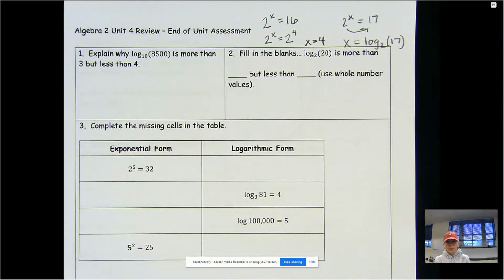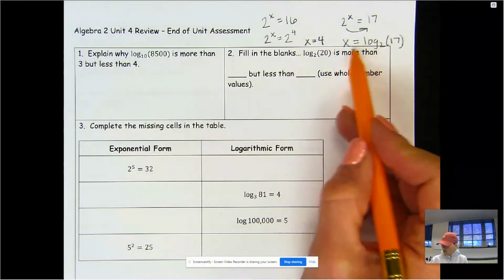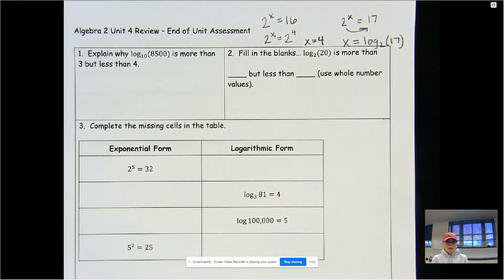All right, so two different ways to solve exponential equations, but only one of those examples would be a time where I would use a logarithm. And this is the actual answer. This is the exact value. All right, so let's get started with the review.